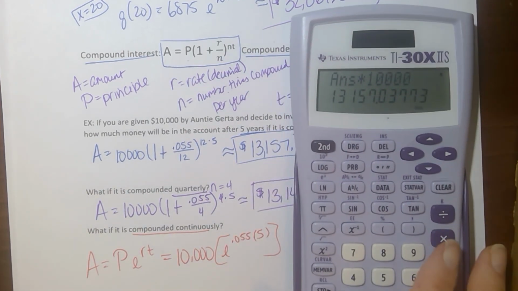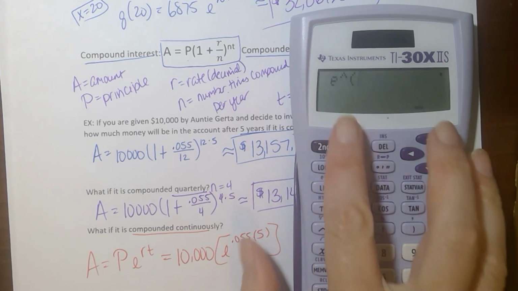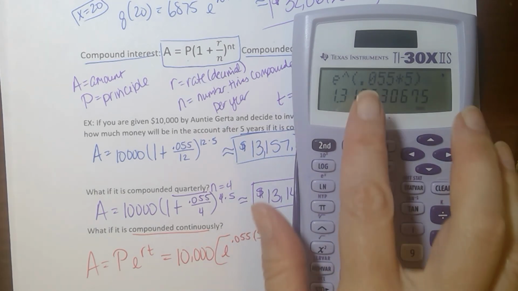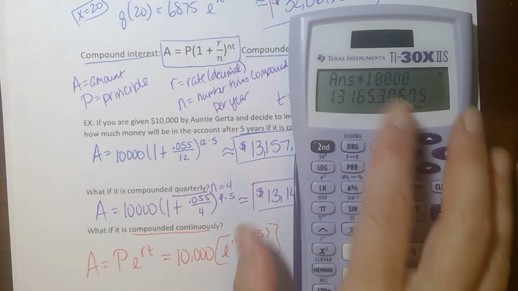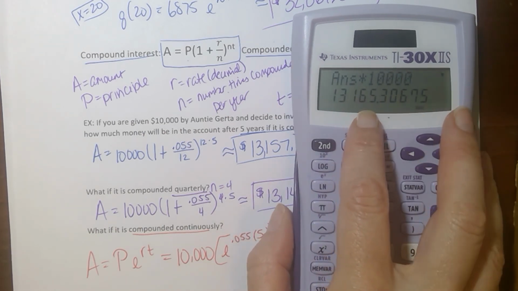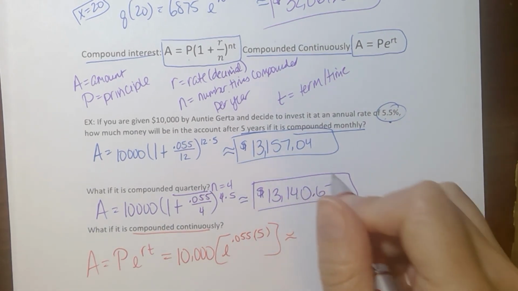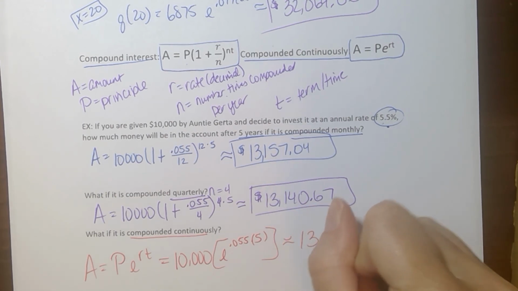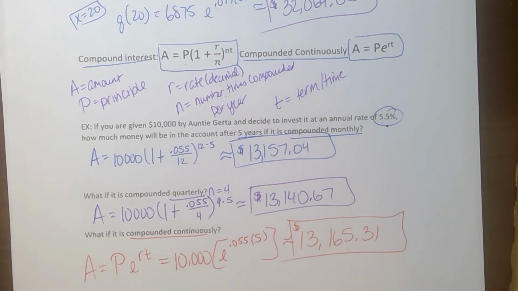So let's bring back our calculator. E is the second function above natural log, so there's my e. My exponent is 0.055 times 5, enter, and that is the amount I'm going to multiply times my 10,000. You can see that when it's compounded continuously, I get a little more interest than even compounded monthly or compounded weekly or compounded daily. So I have $13,165.31 approximately, because I've rounded it to the nearest penny.